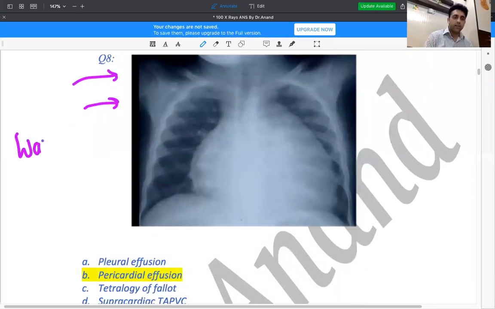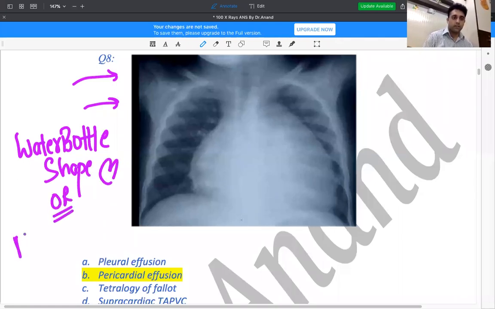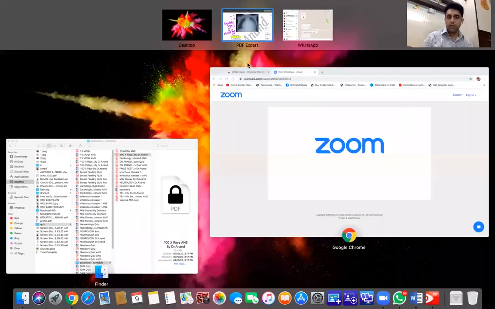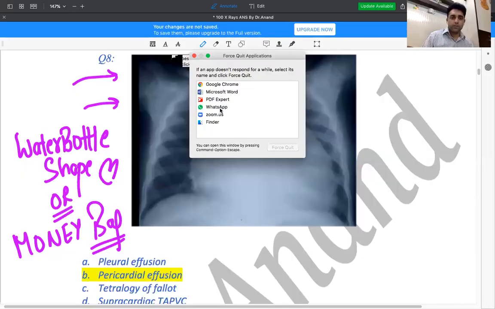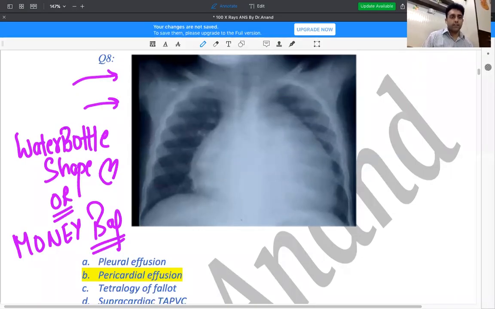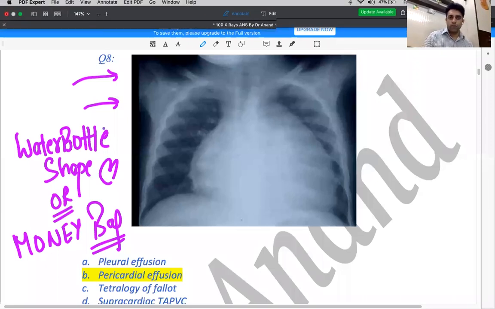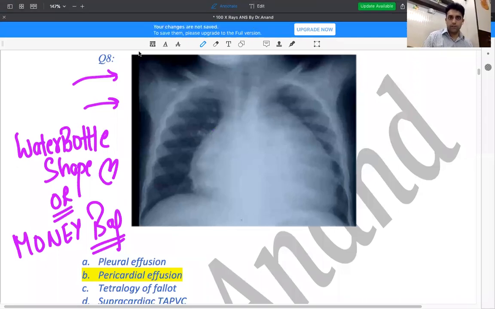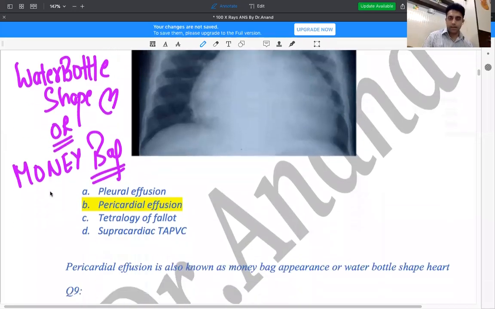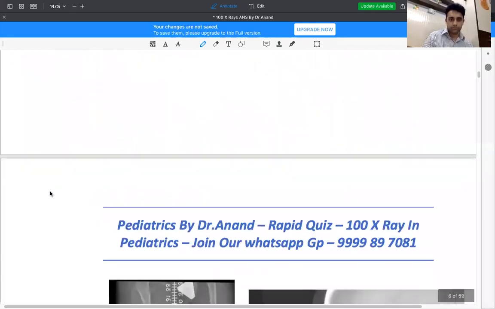This is nothing but kind of a water bottle shape heart, or also known as money bag appearance. Water bottle shape heart or a money bag appearance, so that you should know. So money bag appearance or water bottle shape heart, that you should know. This is one of the conditions. Yeah, pericardial effusion. Next question.